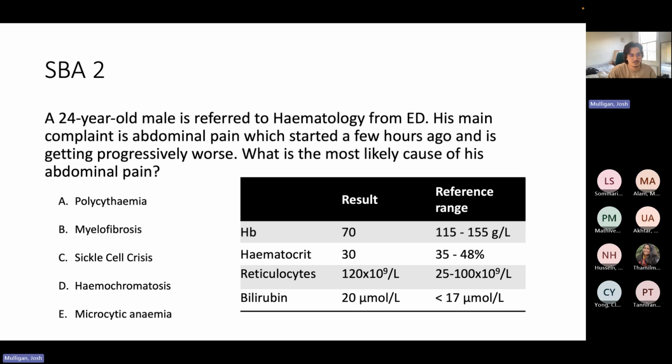Okay, so let's go to number 2. 24-year-old male referred to haematology from ED. His main complaint is abdominal pain, which started a few hours ago, and he's getting progressively worse. So what's the most likely cause of his abdominal pain?